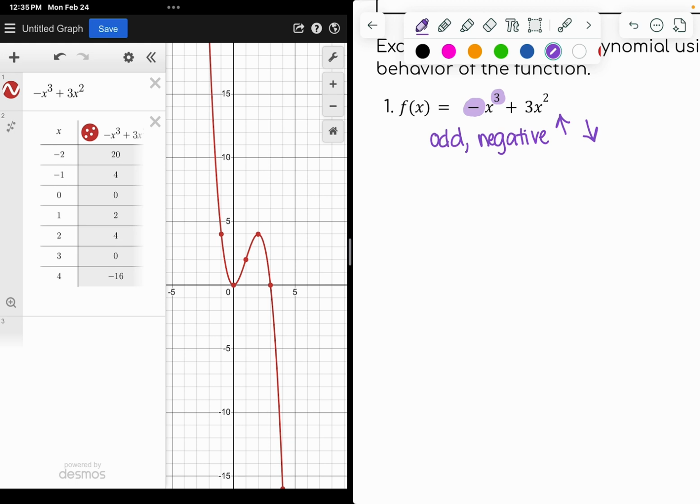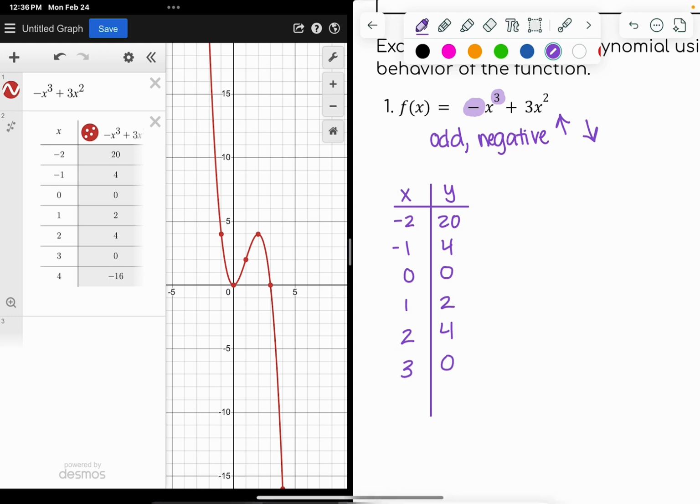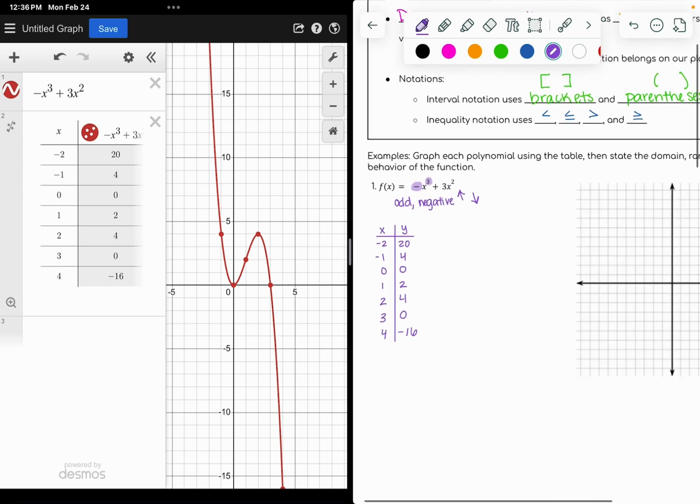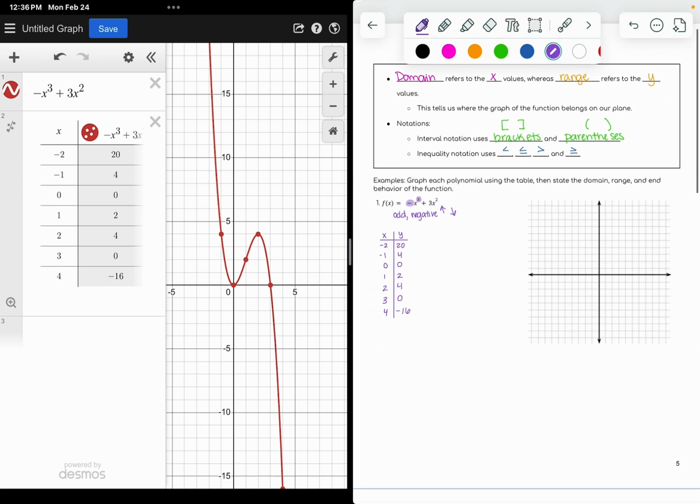What I want to do here is recreate this table because it's going to help me when I go to graph it on my paper here. So I've got -2, 20; -1, 4; 0, 0; 1, 2; 2, 4; 3, 0; and 4, -16. So I'm just recreating that table on my paper so that it's easier to graph. And then I am going to draw this graph just so that I can reference it without having to have Desmos pulled up on this side over here as well.